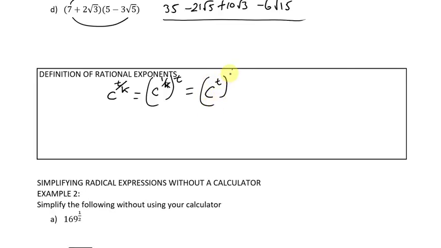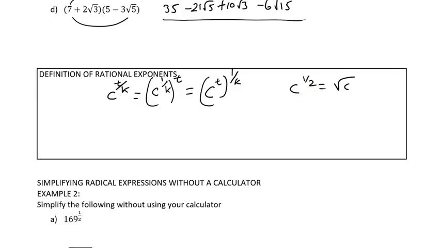Let's fix this one here. Make that a little bit better. 1 over k to the t power. We can write it any way, whatever's convenient for us. One big one is that c to the 1/2 power is the square root of c. Those things are equivalent, and that's a very important one that's used quite a bit.